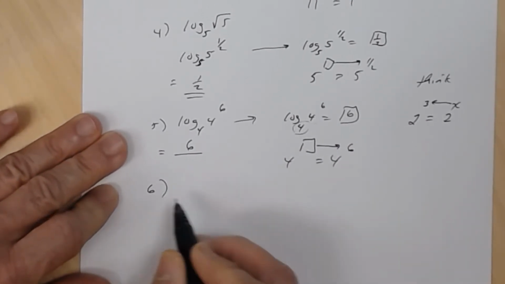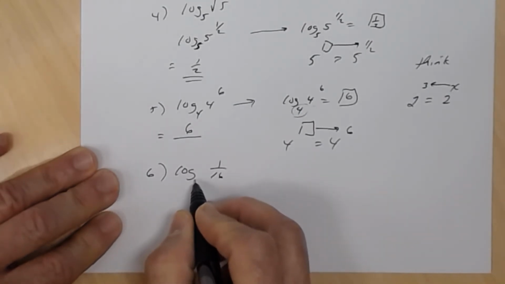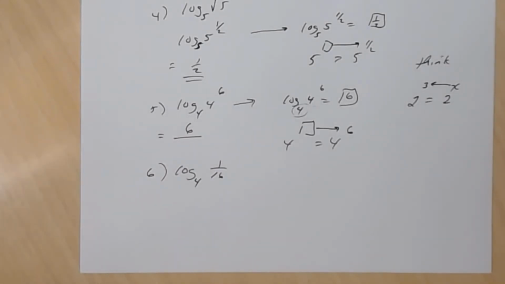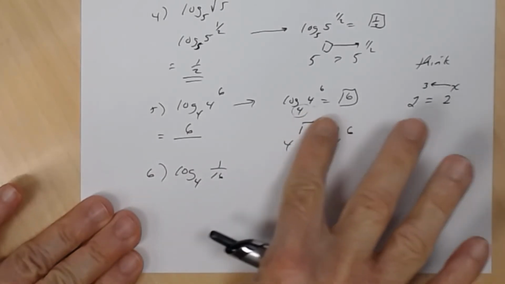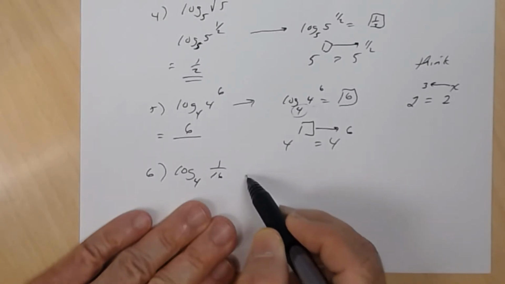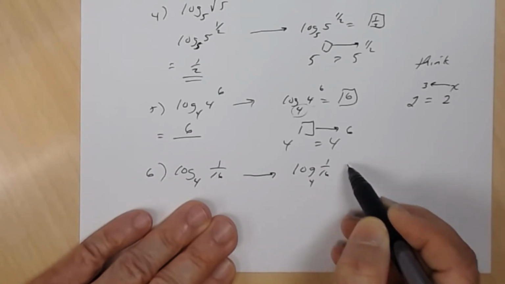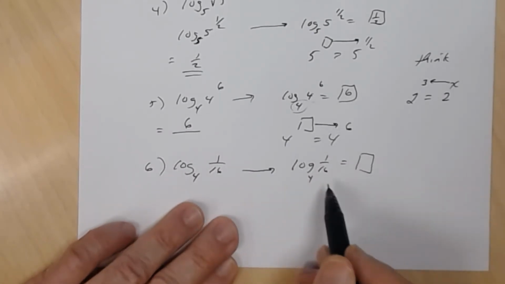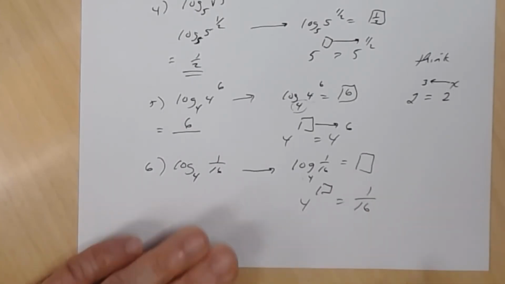All right, number 6. Suppose we had log of 1 divided by 16 base 4. Now that one again is a little bit challenging. But let's think about this. I'm going to change it to this equation, and then I'll come back and have a little discussion. So I'm going to rewrite this as log of 1 divided by 16 base 4 equals box. Y'all agree? All right. So I'm going to say 4 to the box equals 1 divided by 16.